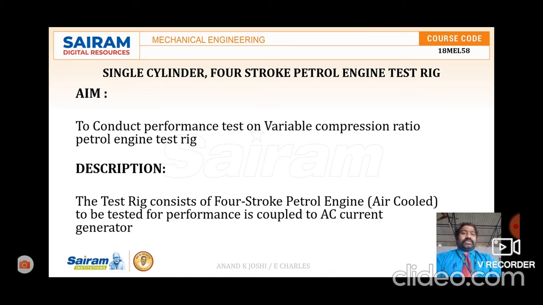The test rig consists of a 4-stroke petrol engine that is air cooled, and the engine to be tested for performance is coupled to an AC current generator. This arrangement is made for some of the measurements for the setup. So I'll just go on discussing right now.